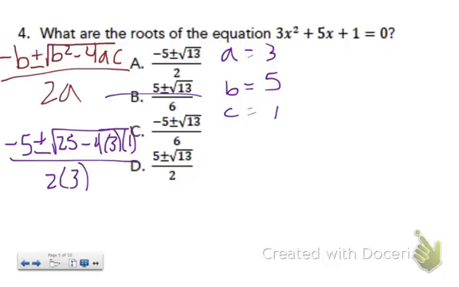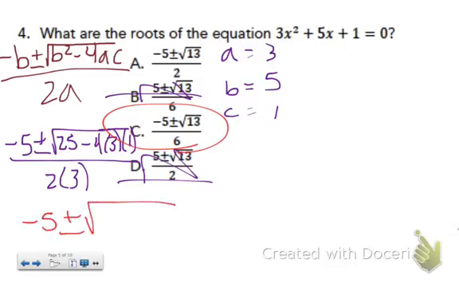you can already eliminate b and d because it has to be negative 5, so it can't be those. Okay, and then also from there you already know the answer because 2a has to be on the bottom. 2 times 3 is 6, not 2. So it has to be letter C. But if we kept simplifying, you would see that you get negative 5 plus or minus the square root of 25 minus 12, which is 13, over 6.